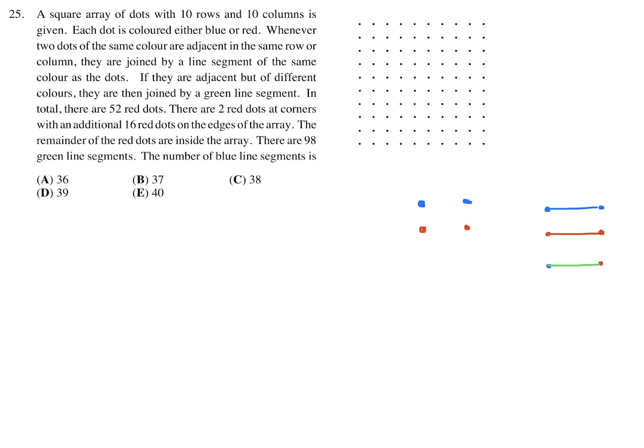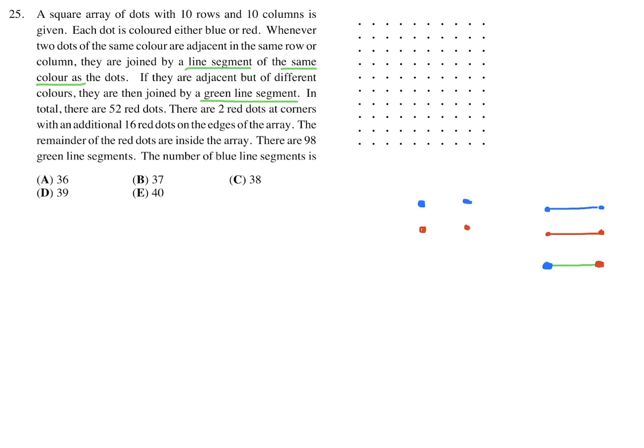Whenever 2 dots of the same color are adjacent in the same row or column, they are joined by a line segment of the same color. All right? If they are adjacent but of different colors, then they are joined by a green line segment. Okay, so far so good. Let's exaggerate this a bit. Blue, red, okay? Green line segment. Now let's keep going here.